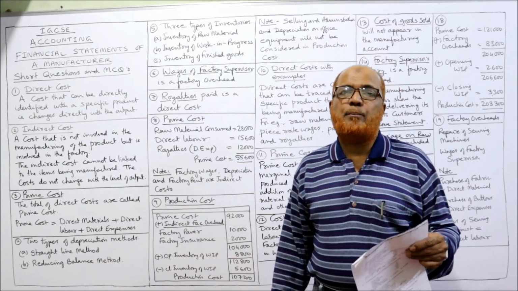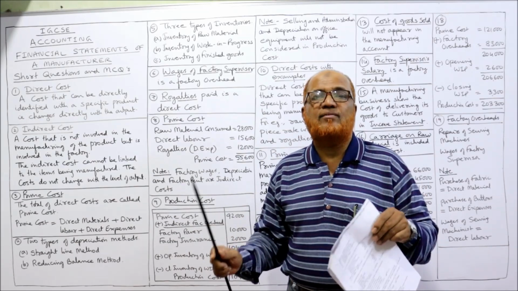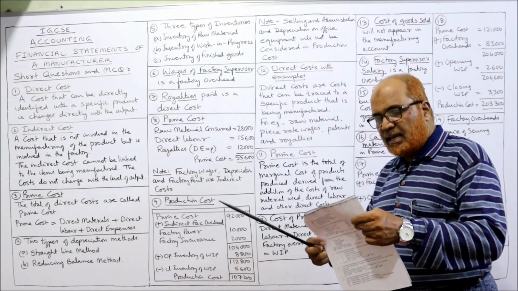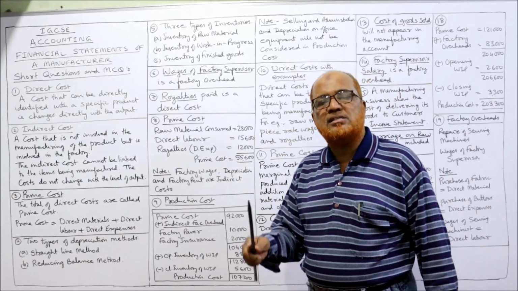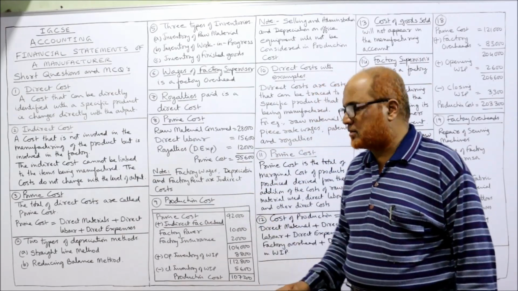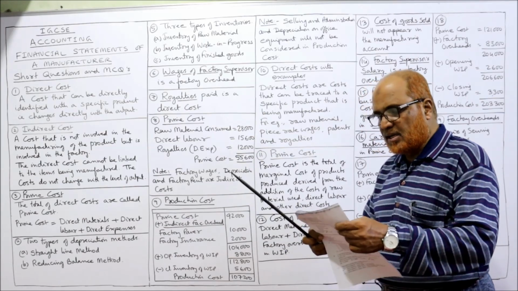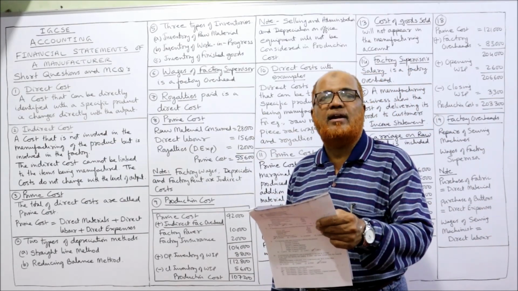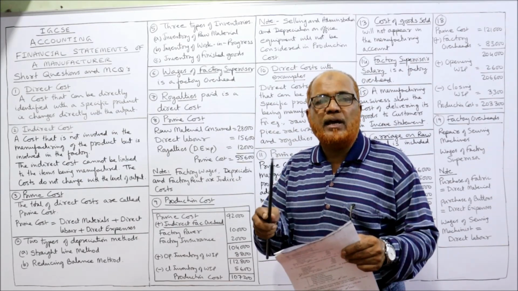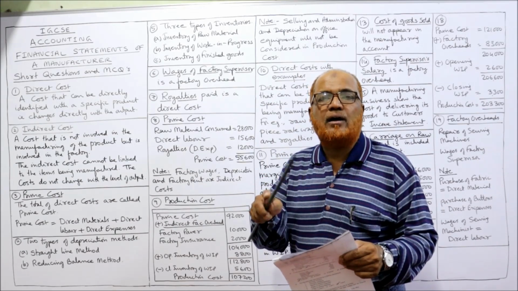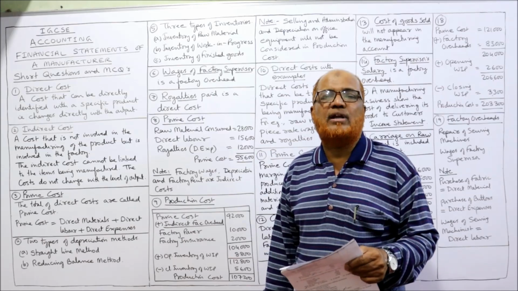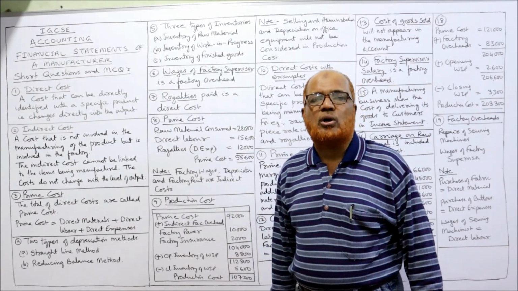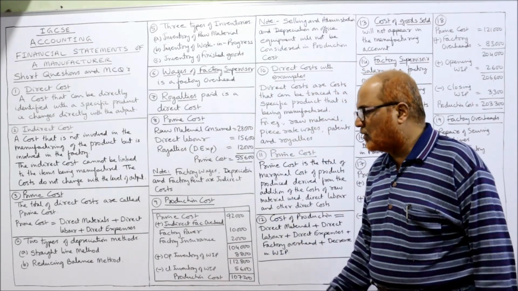Next, factory power. This is indirect factory overhead. Factory power 10,000. Next, factory insurance. This is also indirect factory overhead. Then comes closing inventory of WIP, opening inventory of WIP. Opening inventory of WIP will be added, closing inventory of WIP should be deducted. Simply, opening stock you add, closing stock you deduct. That rule you have to remember.